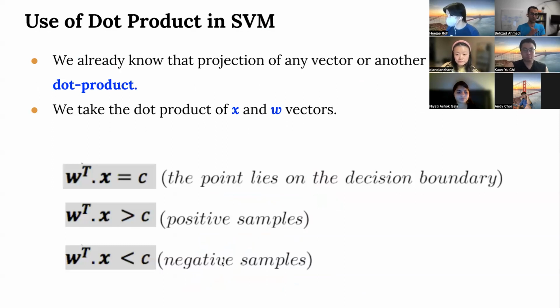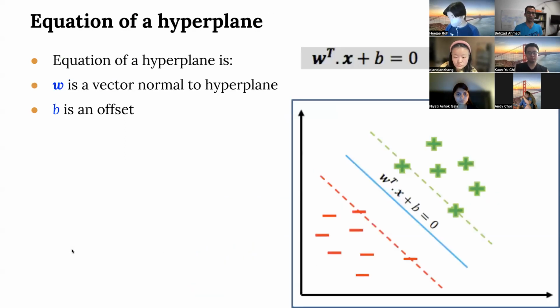So you compute W transpose X, and compare it to C. If this is larger than C, you have a positive sample. So basically you divide this into two spaces. On one side, this number is larger than C. On the other side, this number is smaller than C. And exactly on the hyperplane, this number is equal to C. So this is where you have the negatives, this is where you have the positives, and this is where you're exactly at 0.